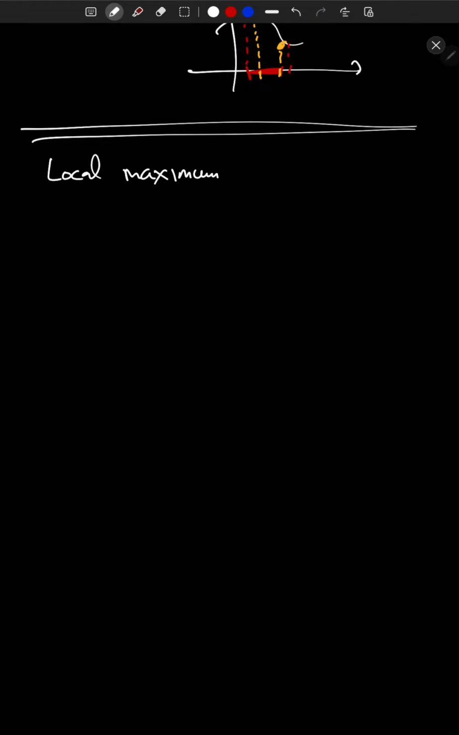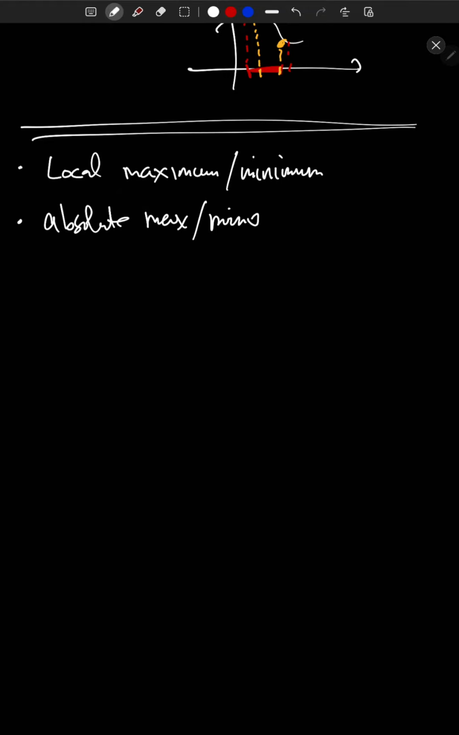So local maximum, local minimum, right? Absolute max and mins, right? So those are the two kind of concepts that you talked about in single variable calculus. They directly translate to multivariable calculus. All right.